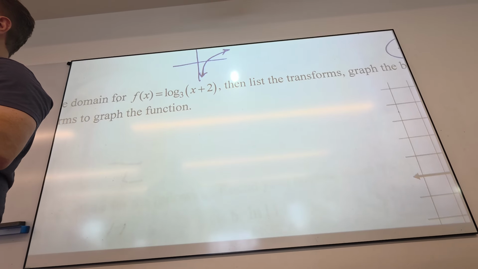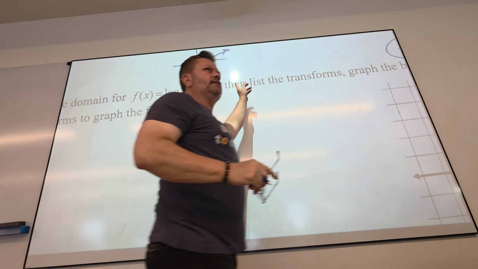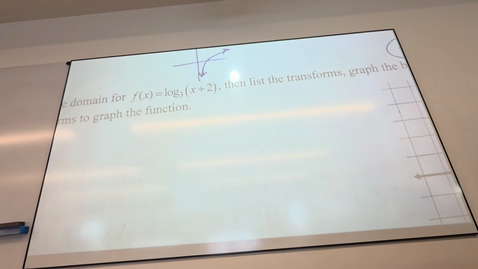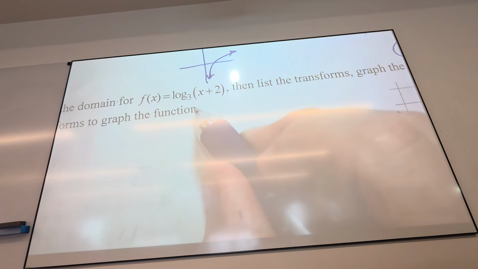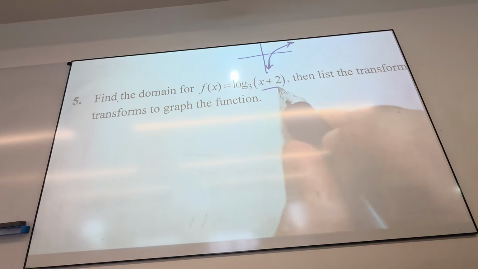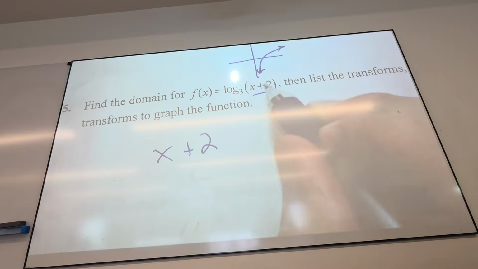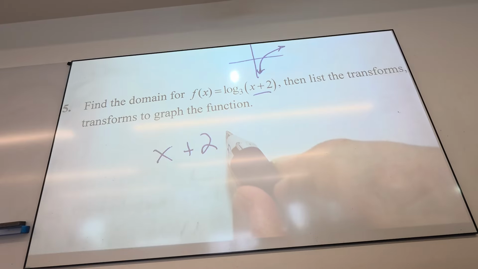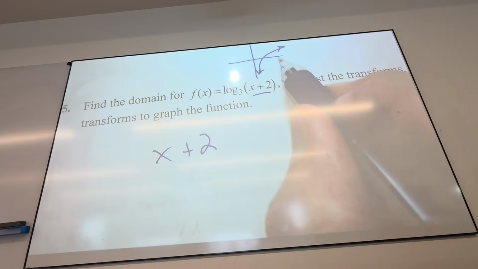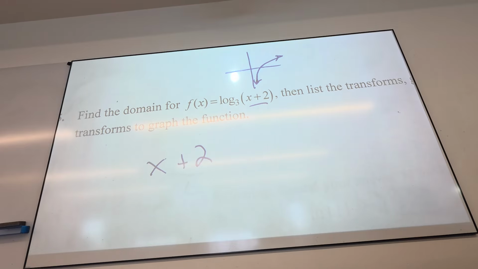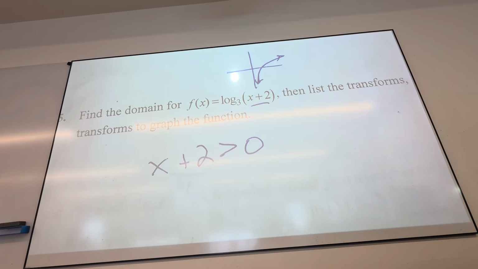Okay, I like it. So what is inside the log we're looking at? X plus 2. The inside, what did we just say has to be true about the number inside the log? What's got to be true about the number that we plug into a log? Has to be positive. What's a mathematical way to say positive? Greater than 0. So the inside has to be greater than 0.